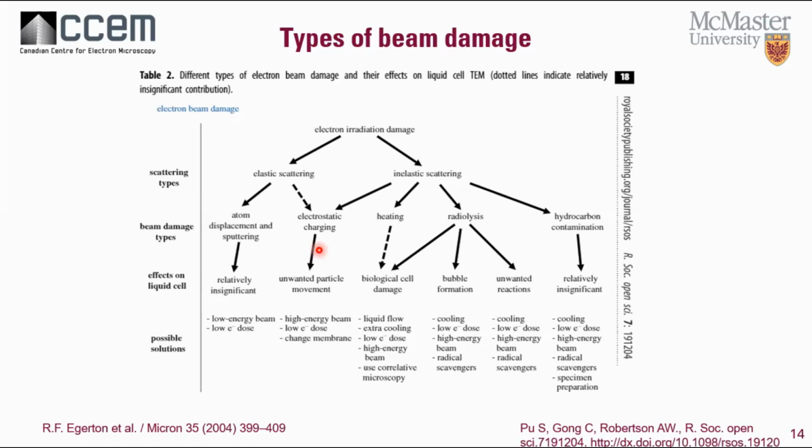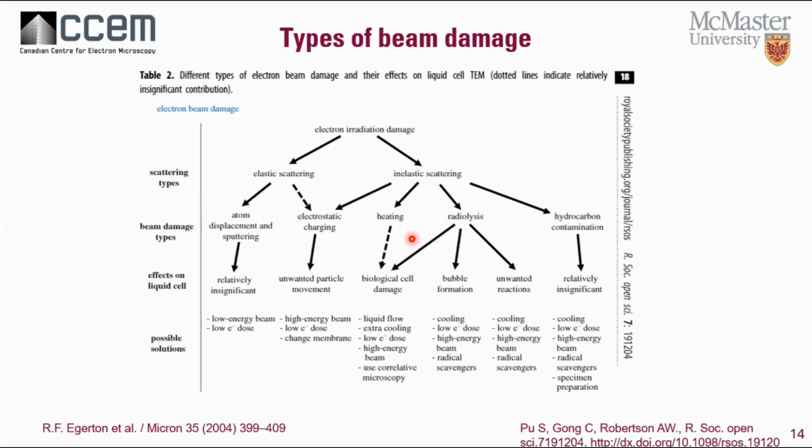A possible solution for that would be to use very high energy that has a bigger mean free path for scattering. So most of the beam will transmit to the specimen without generating secondary electrons. Reducing the electron dose rate can also reduce the total charging effect.